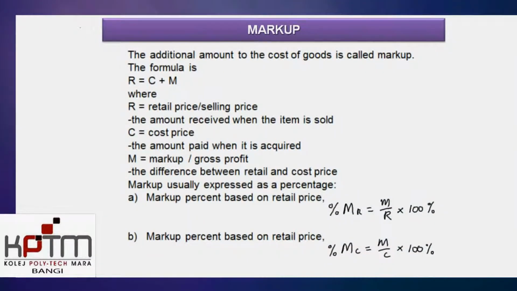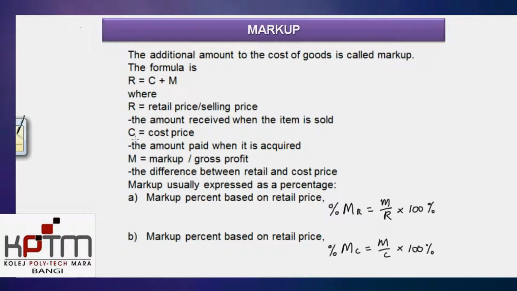This is the chapter of Markup and Markdown. The first subtopic is markup. Markup is the additional amount to the cost of goods. The formula for markup is R equals C plus M, where R is retail price or selling price. The definition is the amount received when the item is sold.